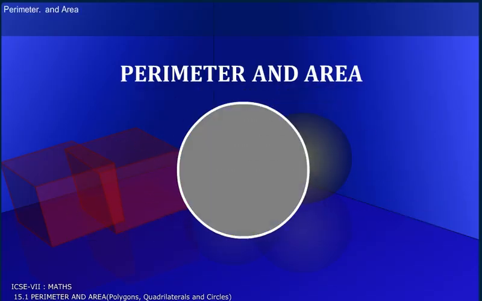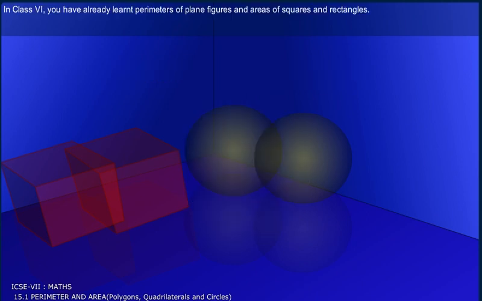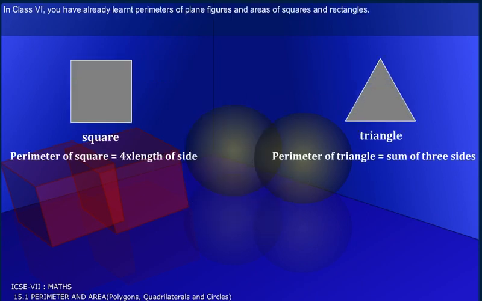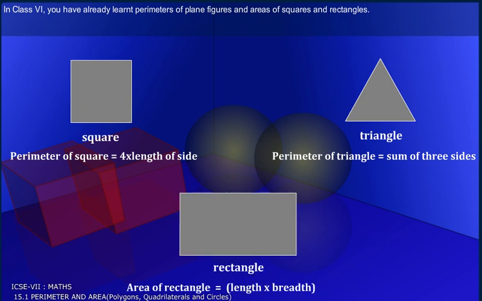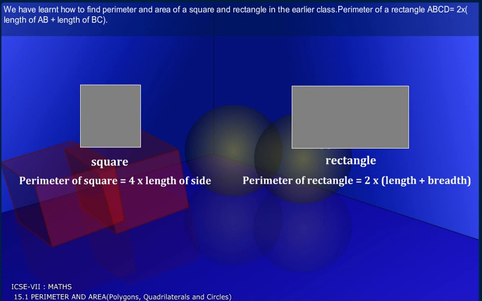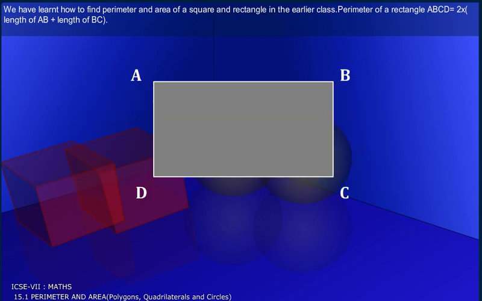Perimeter and area. In class 6, you have already learnt perimeters of plane figures and areas of squares and rectangles. Perimeter is the distance around a closed figure, whereas area is the part of plane occupied by the closed figure. We have learned how to find perimeter and area of a square and rectangle in the earlier class.